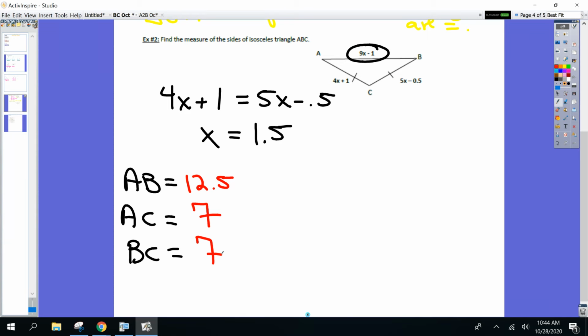Questions from you guys? Not too bad? Again, just because they give you the lengths of all 3 sides does not mean you need to use them in the equation. All right, only use the 2 you need.